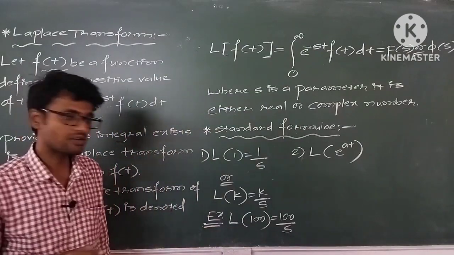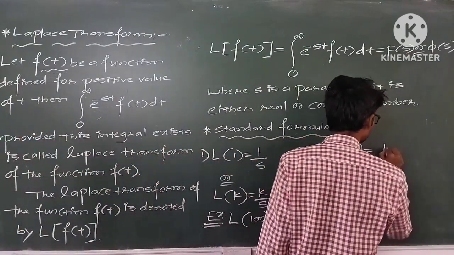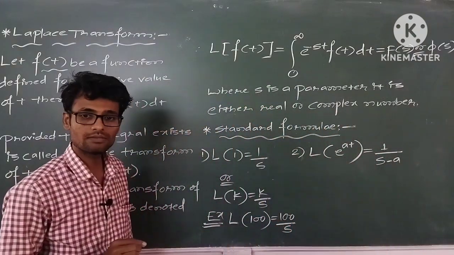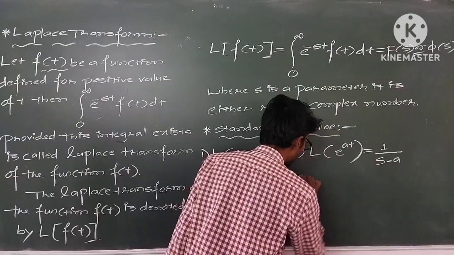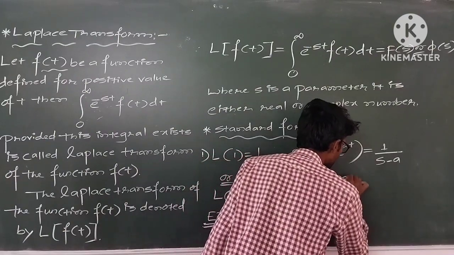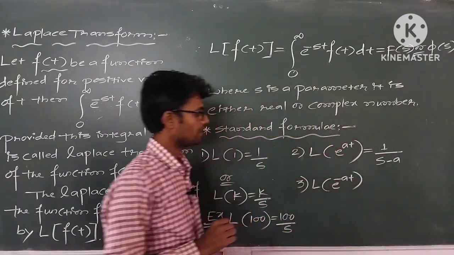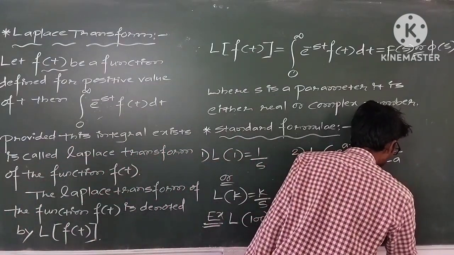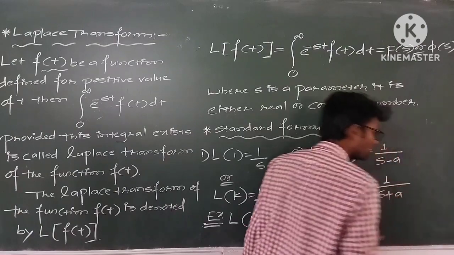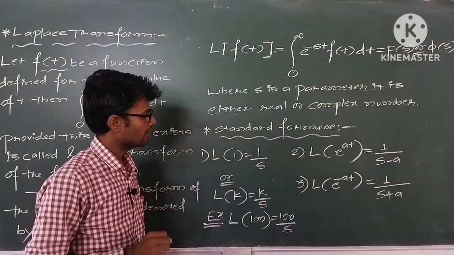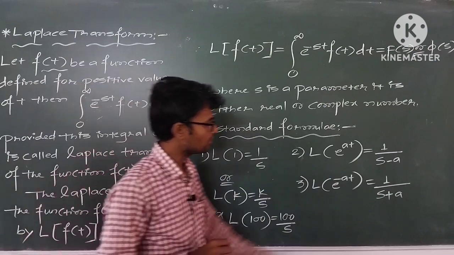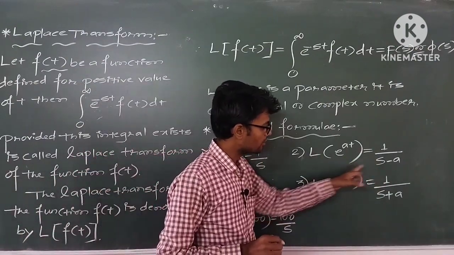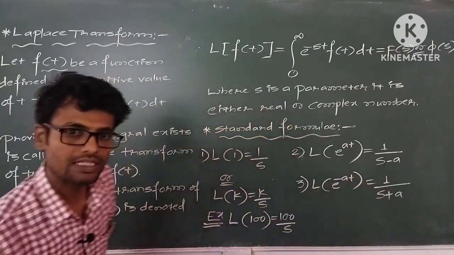Laplace transform of e raised to at is equal to 1 divided by s minus a. Third one, Laplace transform of e raised to minus at is equal to 1 divided by s plus a. So proof is not required. Directly remember the formula. Laplace transform of e raised to at is equal to 1 divided by s minus a. Laplace transform of e raised to minus at is equal to 1 divided by s plus a.